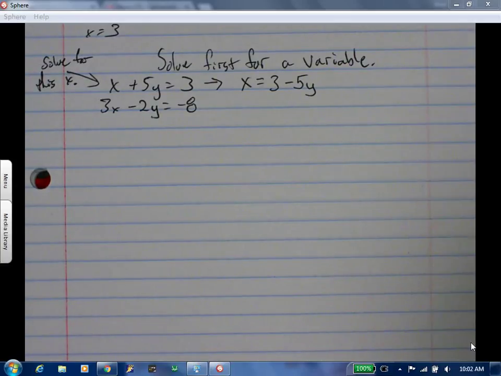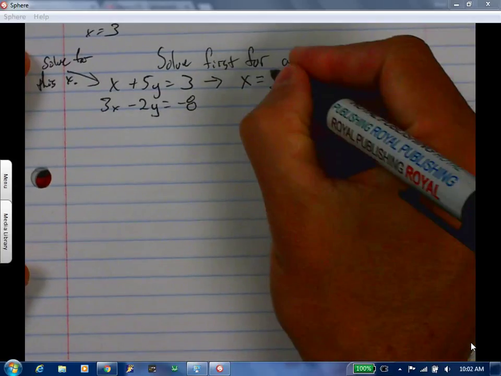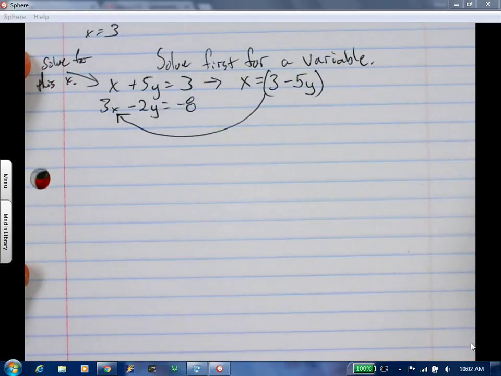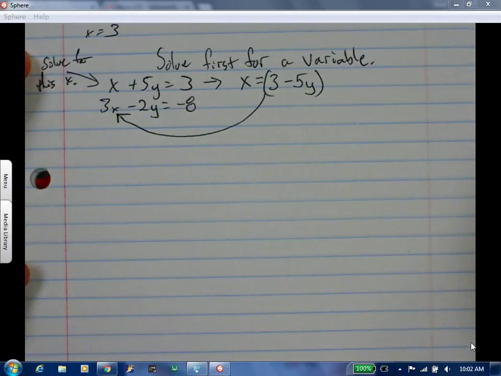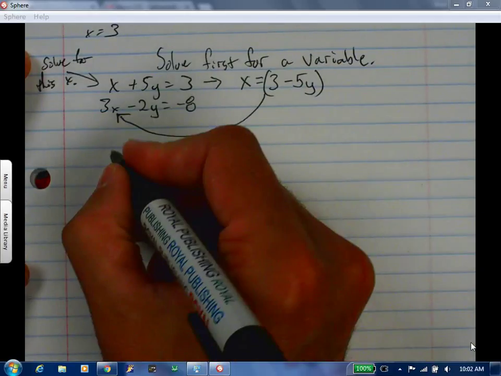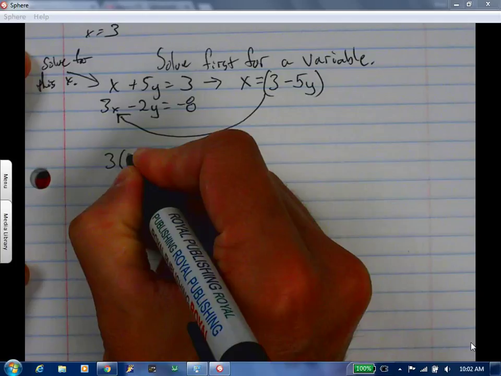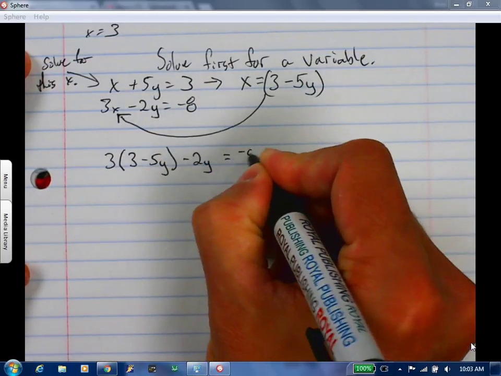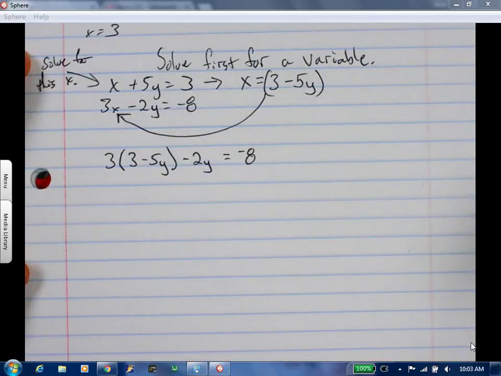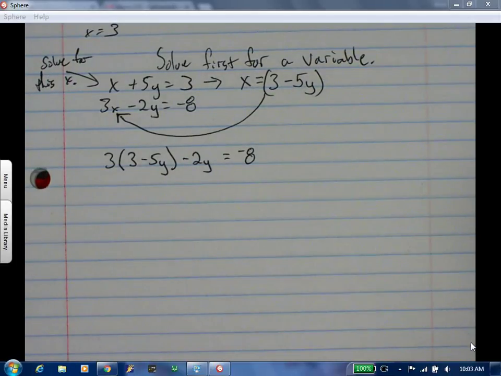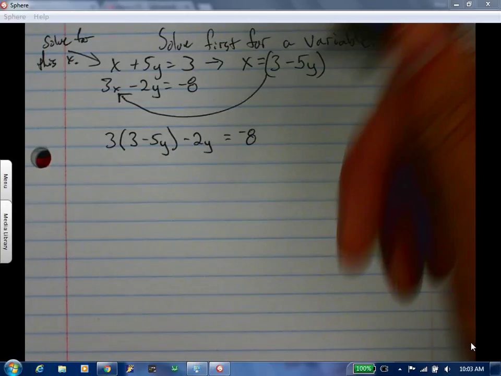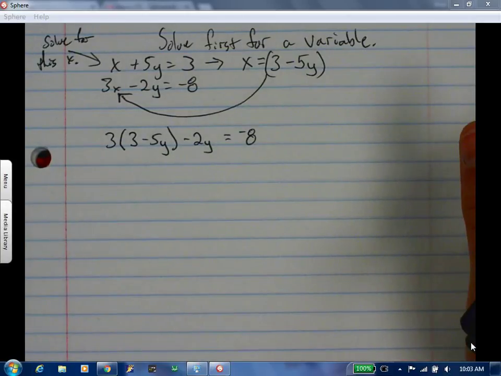Okay, so we'd take this and we'd substitute it right there. Is that okay? So it looks like 3 parentheses 3 minus 5y minus 2y equals negative 8. And you could finish it from there, couldn't you? Okay. We're going to move on. I'm not going to have you finish it right now. Let's practice another one of those, getting that set up.